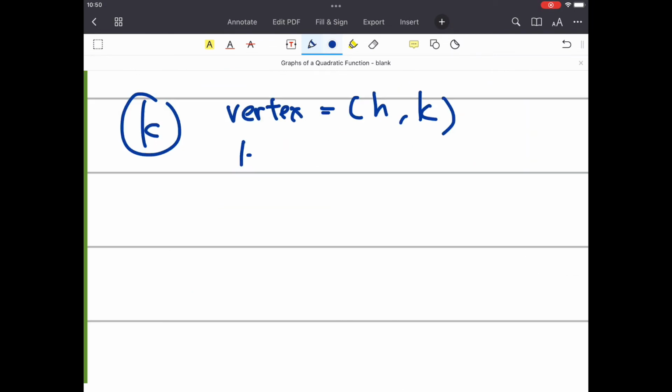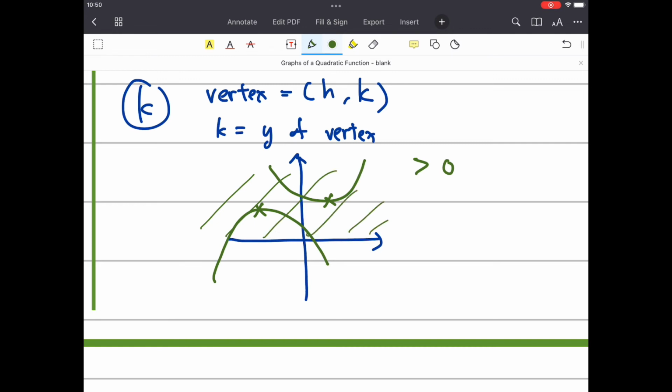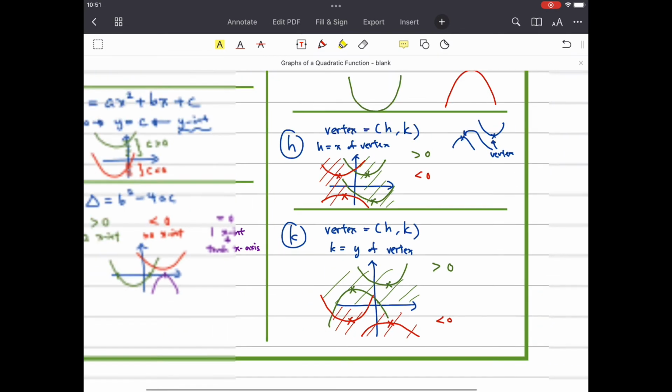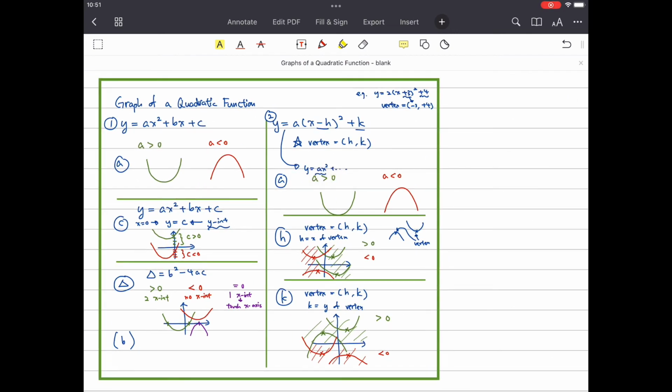The concept for k is very similar to h, because k refers to the y-coordinate of the vertex. When it is greater than 0, the vertex should be above the x-axis as the y-coordinate is larger than 0. While when it is smaller than 0, the vertex should be below the x-axis as shown in the diagram here. Here the screen shows all the important parts that you need to know about the graph of a quadratic function.